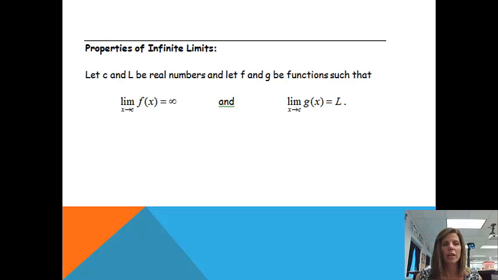Okay, the properties of infinite limits, we're going to start with a certain assumption. We're going to let c and L be real numbers and f and g be functions such that the limit as x approaches c of my function f is infinity, and the limit as x approaches c of another function g is L. So one function has a limit of infinity, the other one actually has a number like 5 or 2 or something like that. So these properties will hold if that works.